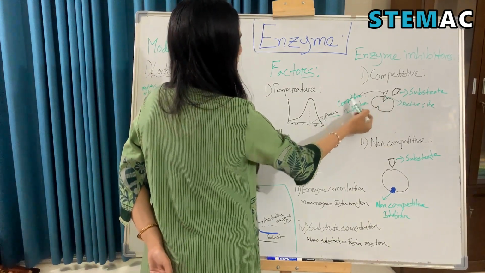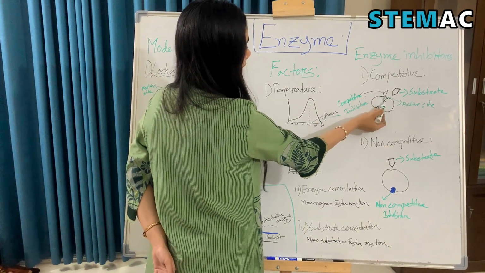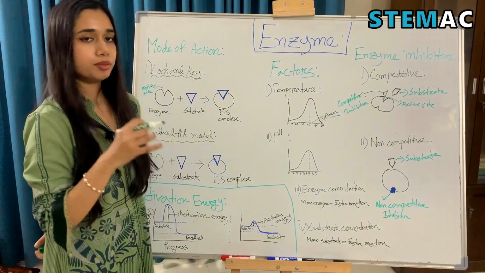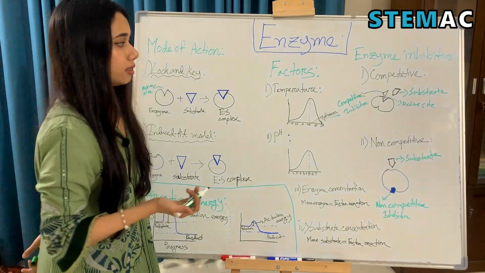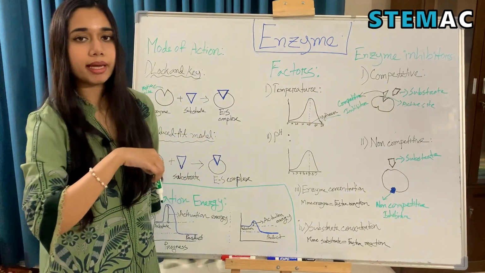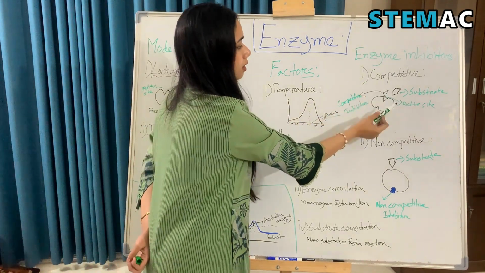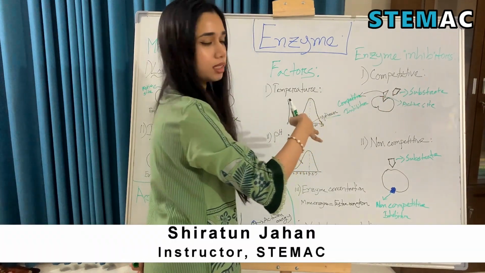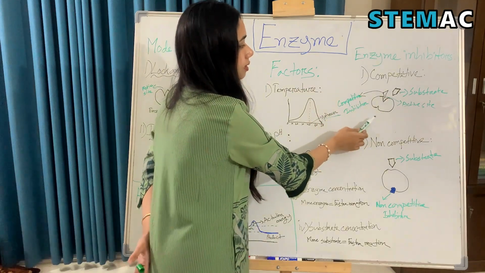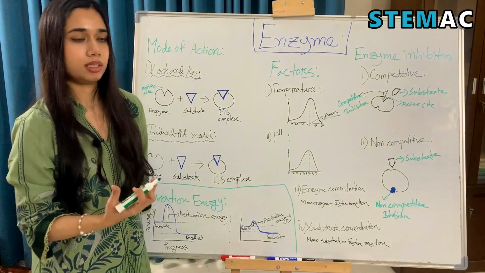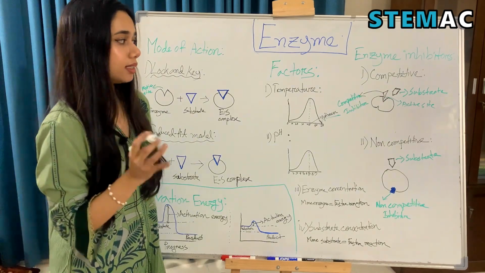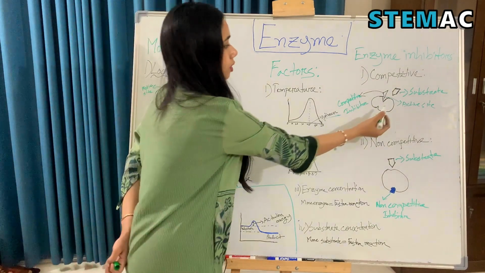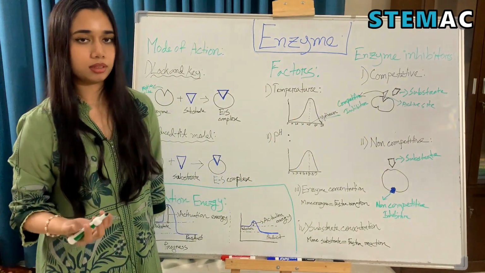So this is our competitive inhibitor, and we can see that it is trying to bind to the active site of the enzyme, and this is our substrate. Because of that, the substrate cannot bind to the enzyme anymore, and this will slow down or stop the action of the enzyme. So there is a constant competition between the competitive inhibitor and the substrate. That is why it is called competitive inhibition of enzyme. Now this can be reversed by adding more substrate than the competitive inhibitors. In that case, the substrate will win over the competitive inhibitors, and they can bind to the active site. So it's a reversible process.